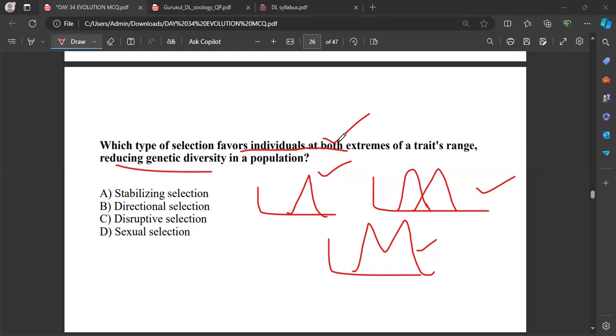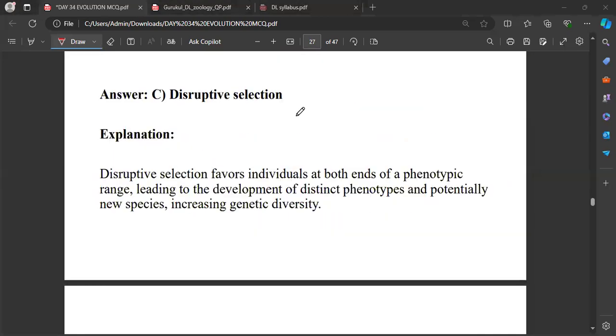Here, in this selection, it favors the individuals at both extremes. Does it ask whether it favors the intermediary characteristics? Here, the answer will be disruptive selection. See, you know the meaning, but you have given the wrong answer. Why is that so? You should not make a mistake in these types.